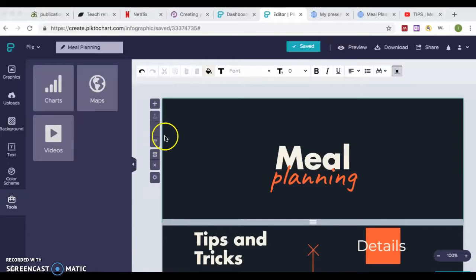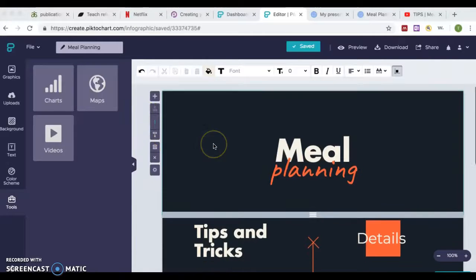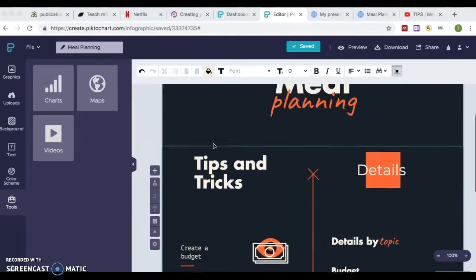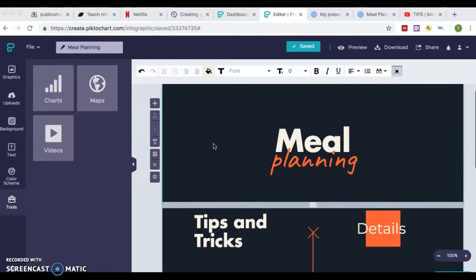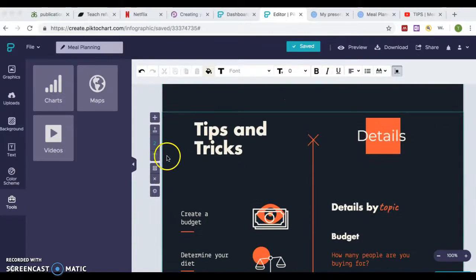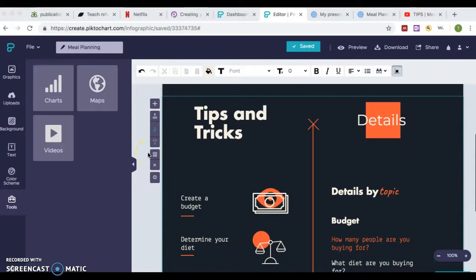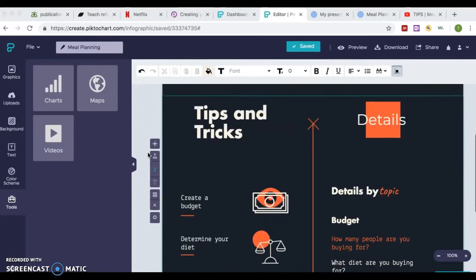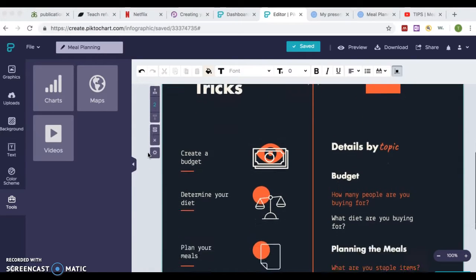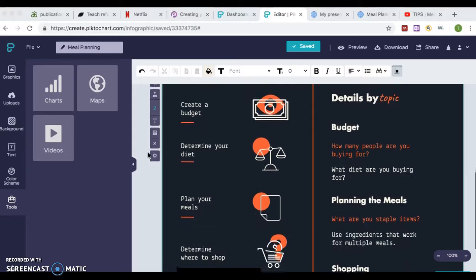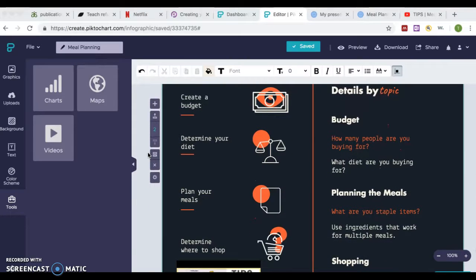So Piktochart allows you to create essentially a brochure style presentation. With this, I went for a sleek look that has an easy flow to it. Within the Piktochart, you can see on the left side, I just have tips and tricks to make it easier and then more details about it. This is just to challenge the person who's wanting to learn about meal planning.